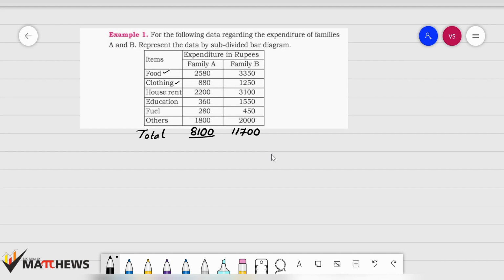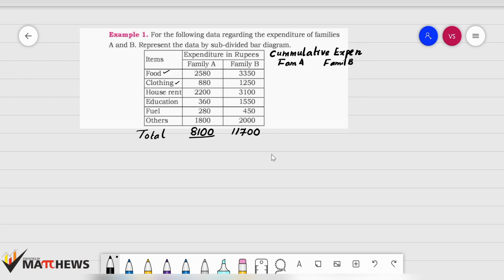Okay, so now what I will be doing to make our drawing easy, I will take the cumulative expenditures, students. Cumulative expenditures. Okay, cumulative means the successive totals. Now I will take this as family A. One column would be of family A, and the other column would be of family B, students.